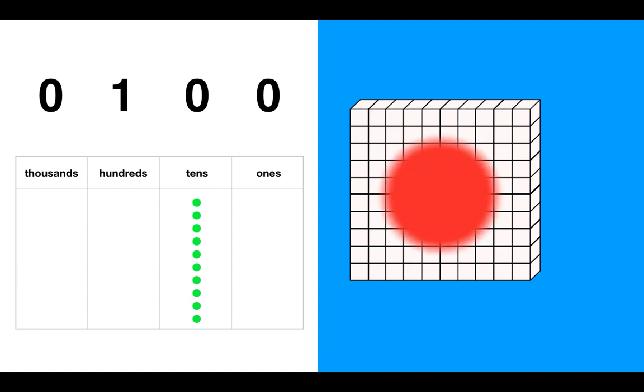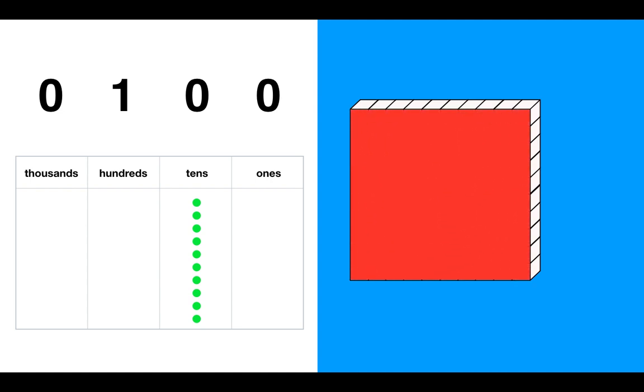So what if I glue all of these together again? How many blocks are in this entire square? Well, we just counted them. We remember that this is a square of 100 blocks. We could call it a 100 square.